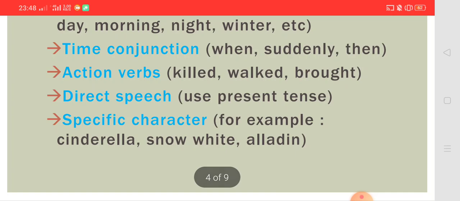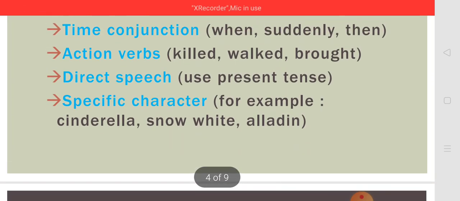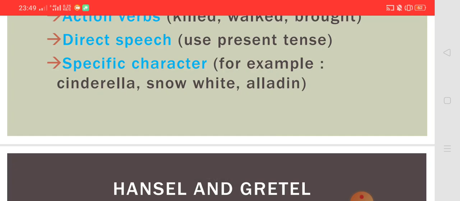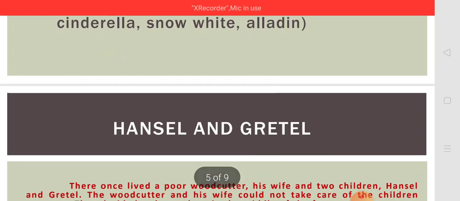Next is specific characters. Usually in short story or narrative text, there are main characters, the first or main characters of the story. For examples, the famous fairy tales like Cinderella, Snow White, Aladdin, and etc. Or maybe in Indonesia there are some stories about legends, myths, folk tales or fairy tales, and so on.